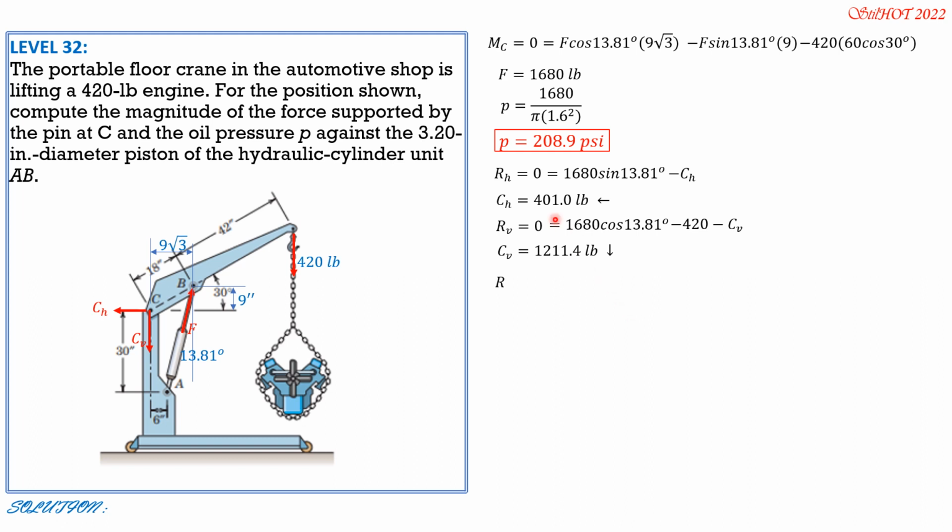Therefore, the magnitude of the resultant at C, R sub C, is the square root of 401 squared plus 1211.4 squared. So the magnitude of the force supported by pin C, or R sub C, is equal to 1276 pounds.